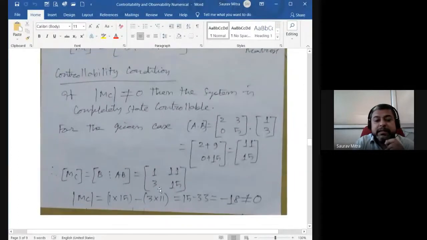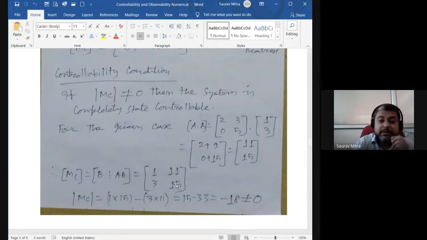The controllability matrix is [B AB] for a second order system. The B matrix is [1; 3]. AB I have just found here, by very simple matrix multiplication. You can do it by calculator also. So AB is [11; 15]. Then find the determinant of the controllability matrix MC. So it is 1 times 15 minus 3 times 11.